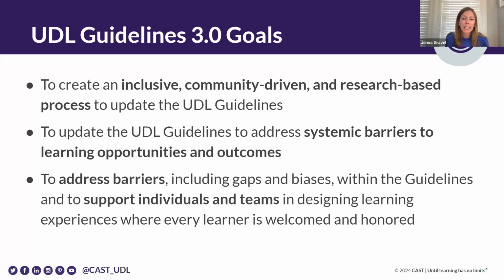And our updating process for developing the UDL Guidelines 3.0 has been driven by 3 specific goals from the very start of our process back in 2020. First, to create an inclusive, community-driven, and research-based process to update the UDL guidelines. Second, to update the UDL guidelines to address systemic barriers to learning opportunities and outcomes. And third, to address barriers, including gaps and biases within the guidelines themselves, and to support individuals and teams in designing learning experiences where every learner is welcomed and honored.